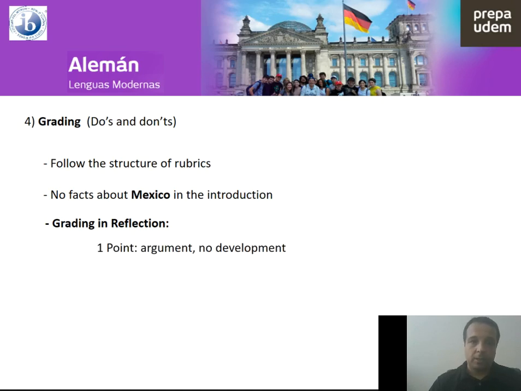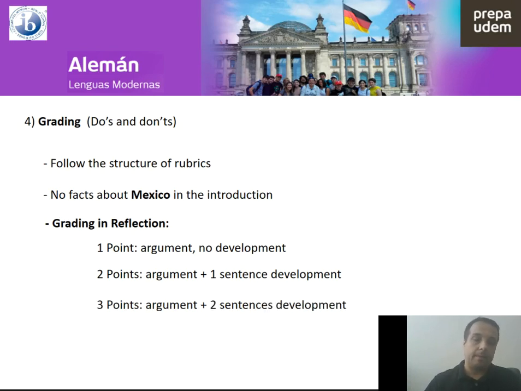The grading for reflection is, as I already told you, 1 point if you respond to a reflection question with an argument, but you don't develop it. 2 points, you give an argument and 1 sentence of development with additional information. That's important, as you have to give in the development sentence additional information about your argument, which is new and not written before in the written assignment. And you get 3 points if you give an argument and 2 sentences of development with additional information about the answer.